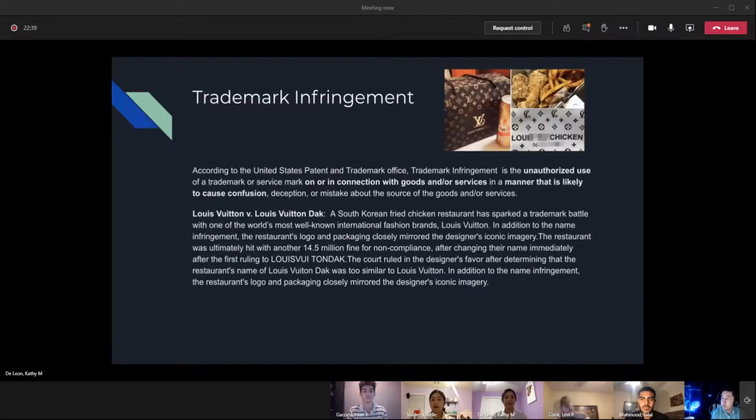Trademark infringement. According to the United States Patent and Trademark Office, a fried chicken brand in South Korea closely named their business after the well-known fashion brand Louis Vuitton in order to get more sales because of their relation to a large and well-known fashion brand. This resulted in them being fined $14.5 million because of the actions they committed, and resulted in them having to change their name immediately.